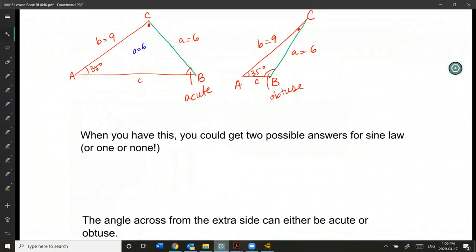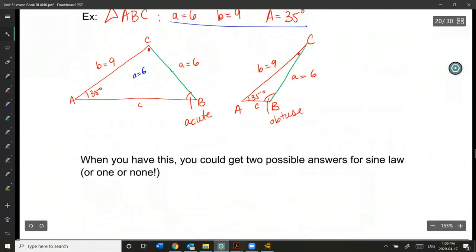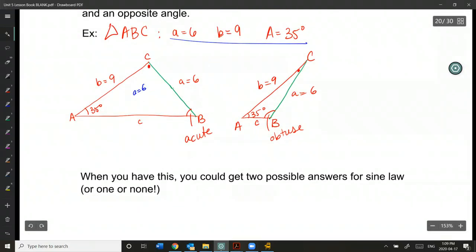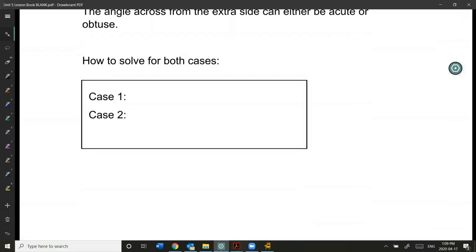Okay, so the angle across from the extra side that we know, which in this case is side B. So we know angle A and its opposite side. In the scenario that I showed you, we know side B, but we don't know angle B. And so angle B is the angle that actually has two options to it. It has an acute option and an obtuse option. Okay, so how do we solve for both of these cases?